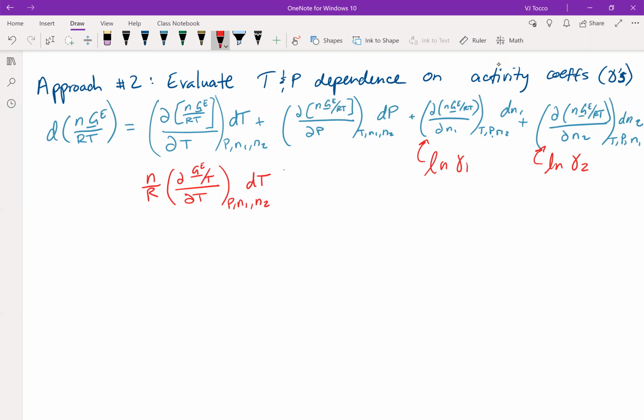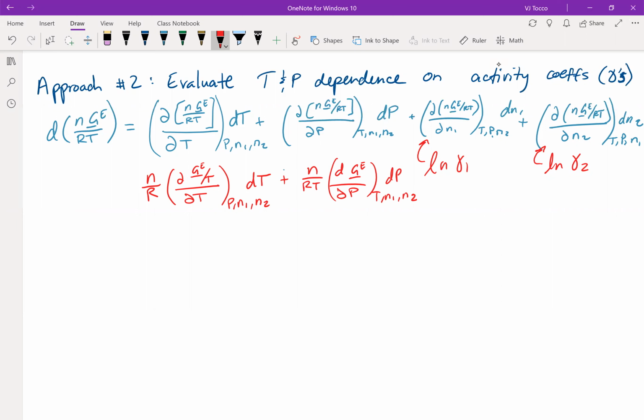In the second term, I can pull N, R, and T out of this partial derivative because I've got T being held constant as well. It's a partial derivative with respect to P. So it's N over RT times the partial derivative of GE with respect to P at constant T, N1, and N2, times dP. All right, so I've simplified those four things.